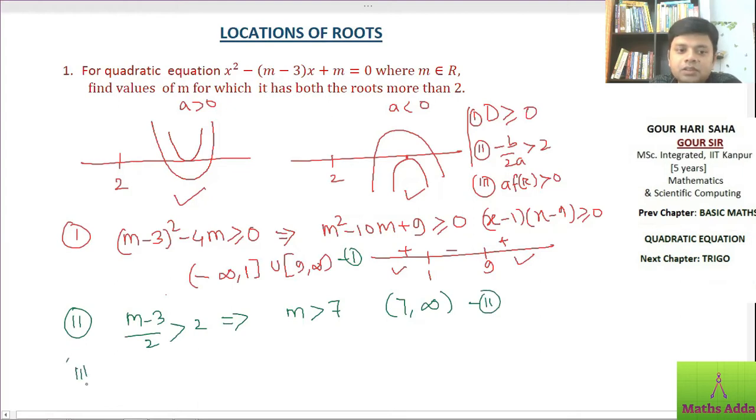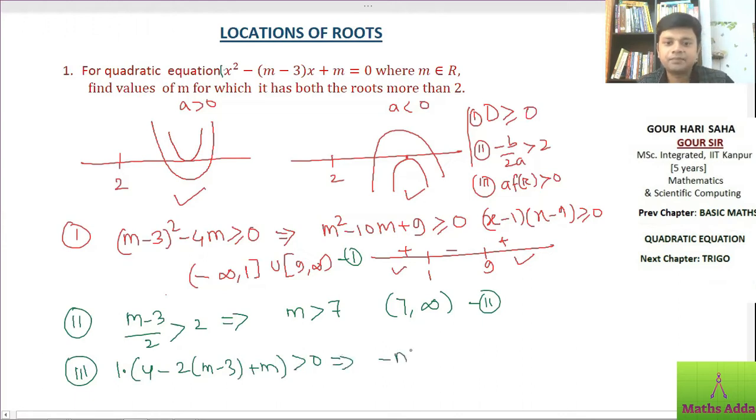Now the third one is what? That is a into f(k). K is 2, so a into f(2). A, you can see it is 1x square, a is 1. And then f(2) is what? 2 square, that is 4, minus 2 into (m minus 3) plus m. It is greater than 0. This is minus 2m plus 6, this is plus m, and then 4 plus 6 is 10, so 10 minus m is greater than 0. This means m is less than 10. It is minus infinity to 10.